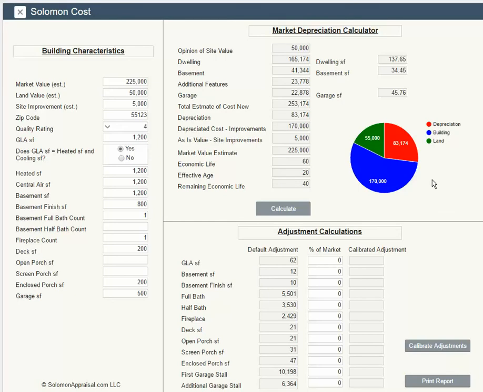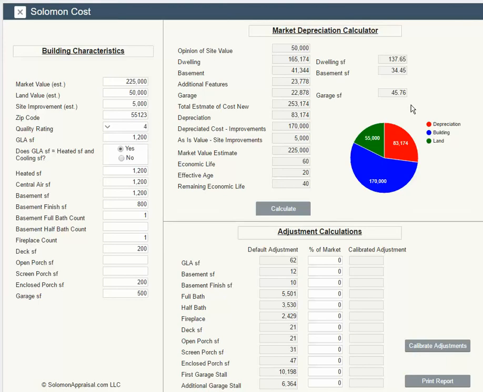In this example, we have land at $50,000 and site improvements at $5,000. This totals 55 in the pie chart. Notice how the market depreciation calculator is laid out like the 1004 cost section. This is by design for your convenience. Dwelling in this case is 137.65, basement is 34.45, the garage is 45.76, and the additional features is 23.778, things like the fireplace, the deck, the porch.